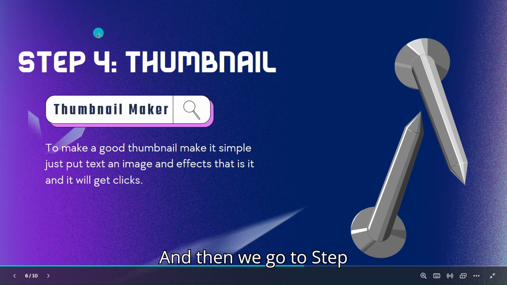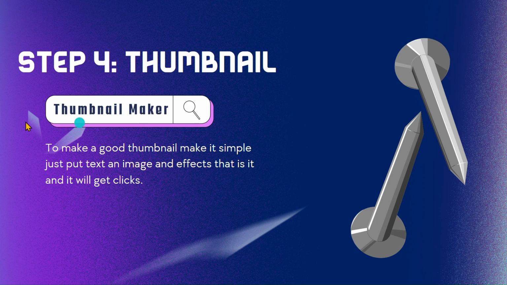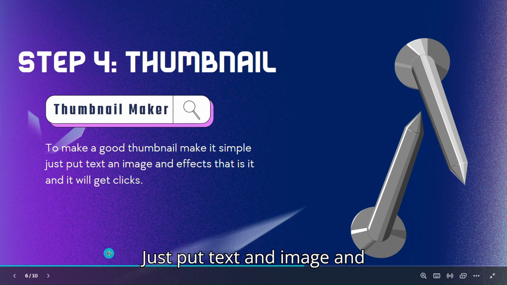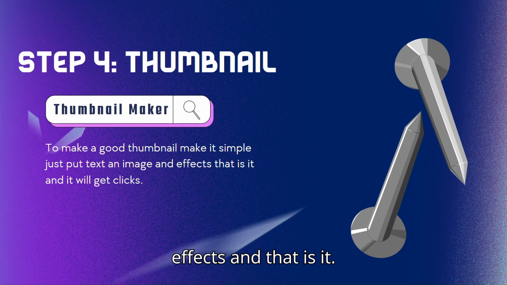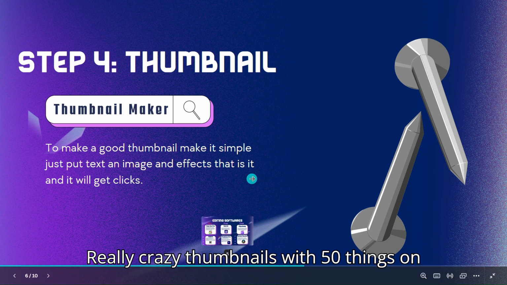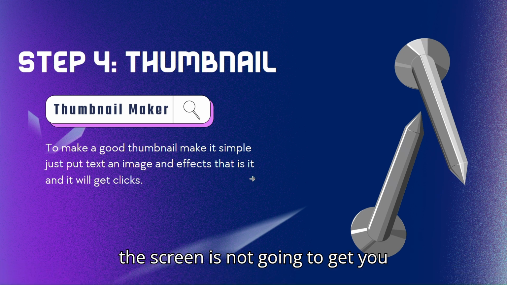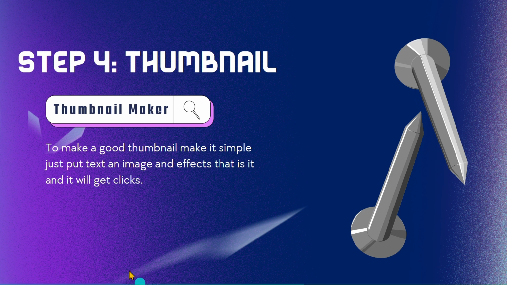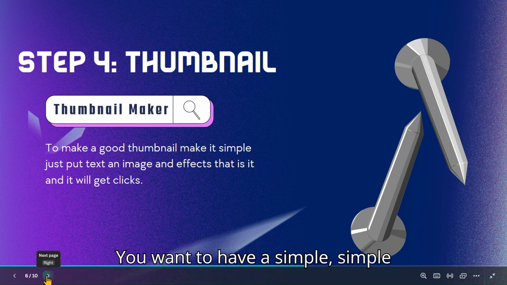And then we go to step 4, thumbnail. To make a good thumbnail, make it simple. Just put text, an image, and effects, and that is it, and it'll get clicks. Really crazy thumbnails with 50 things on the screen is not going to get you clicks. Too much stuff is bad. You want to have a simple thumbnail.